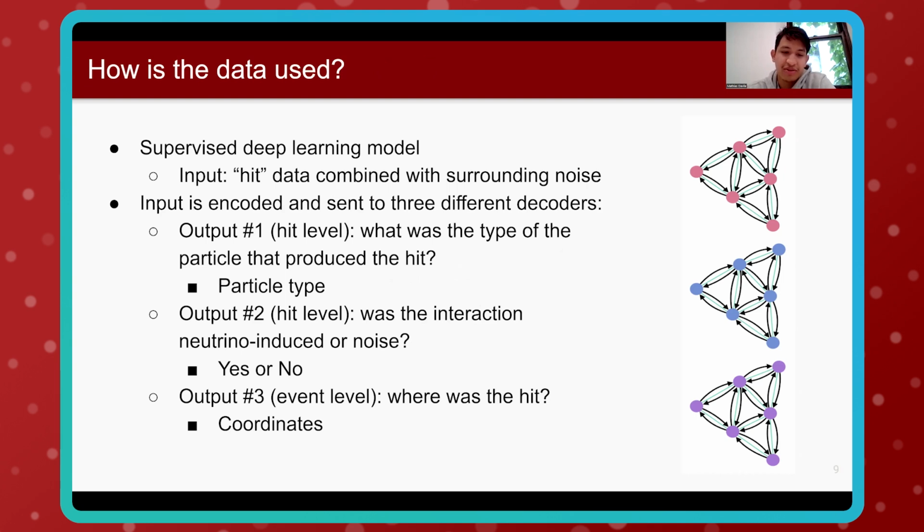To gain insights into neutrino interactions from this data, we use a supervised deep learning model to find the properties of each hit as well as their connections. Note that we can only detect the particles produced by neutrino interactions, not neutrinos themselves. So the first thing we are interested in is what type of particle produces the hit. Secondly, we would like to know whether each hit is neutrino-induced. And lastly, where the neutrino interaction is.